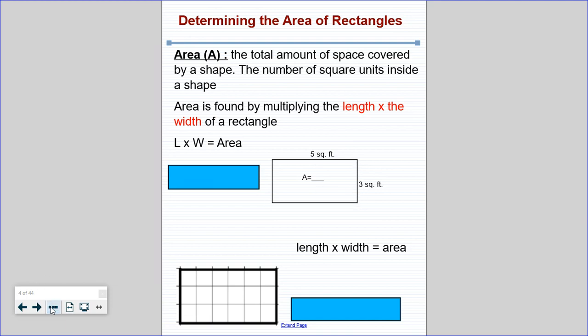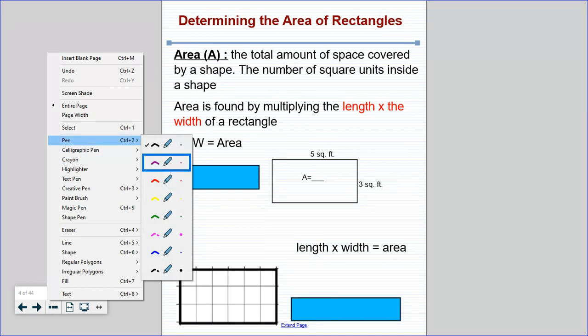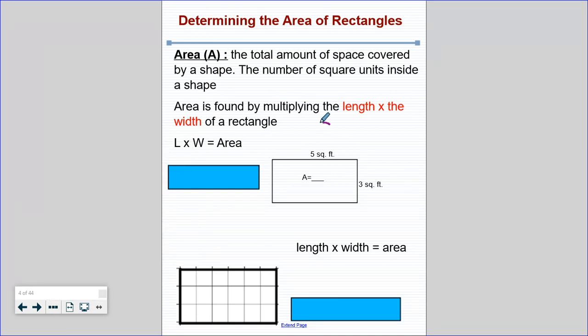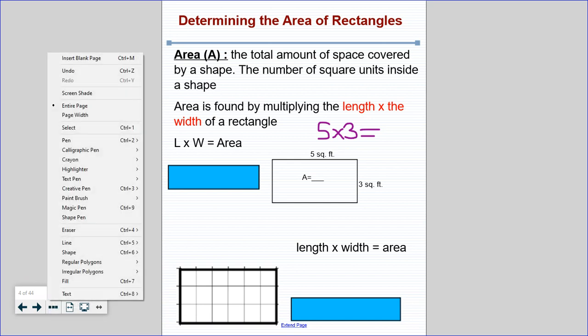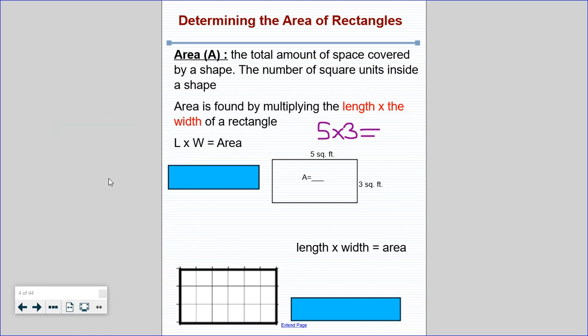So to find the area, we would do the length, 5, times the width, 3, and that's going to give us our area. So what is the area of this rectangle? The area is 15 square feet because 5 times 3 is 15.